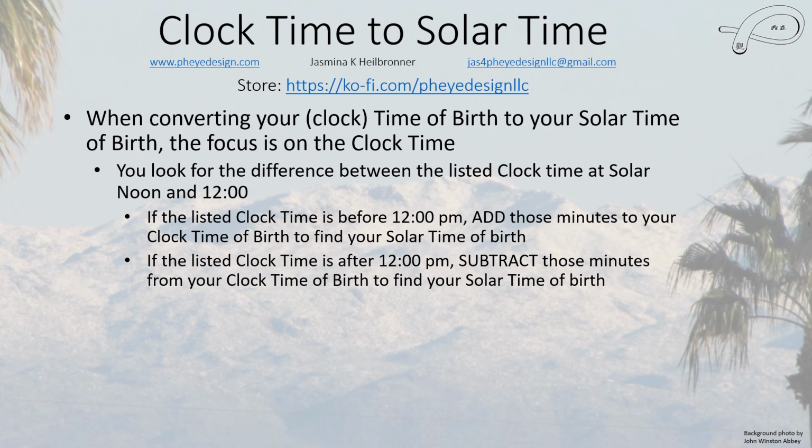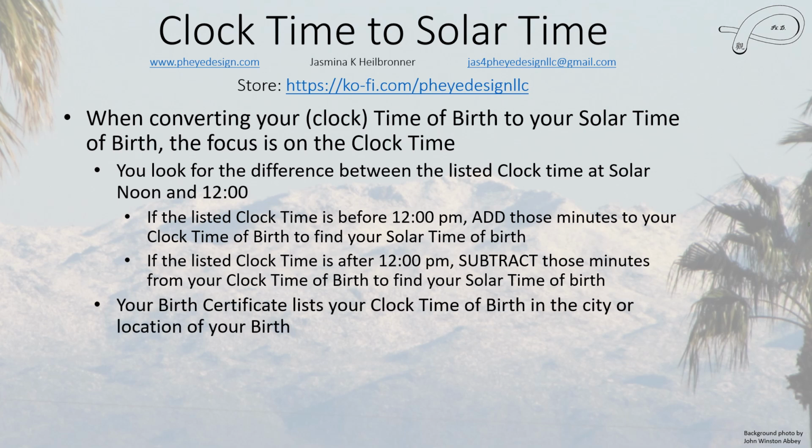And this is just the rules. This is just how you do it. Now, your birth certificate will list your clock time of birth in the city or location of your birth, if it lists the time. And nowadays, most do.